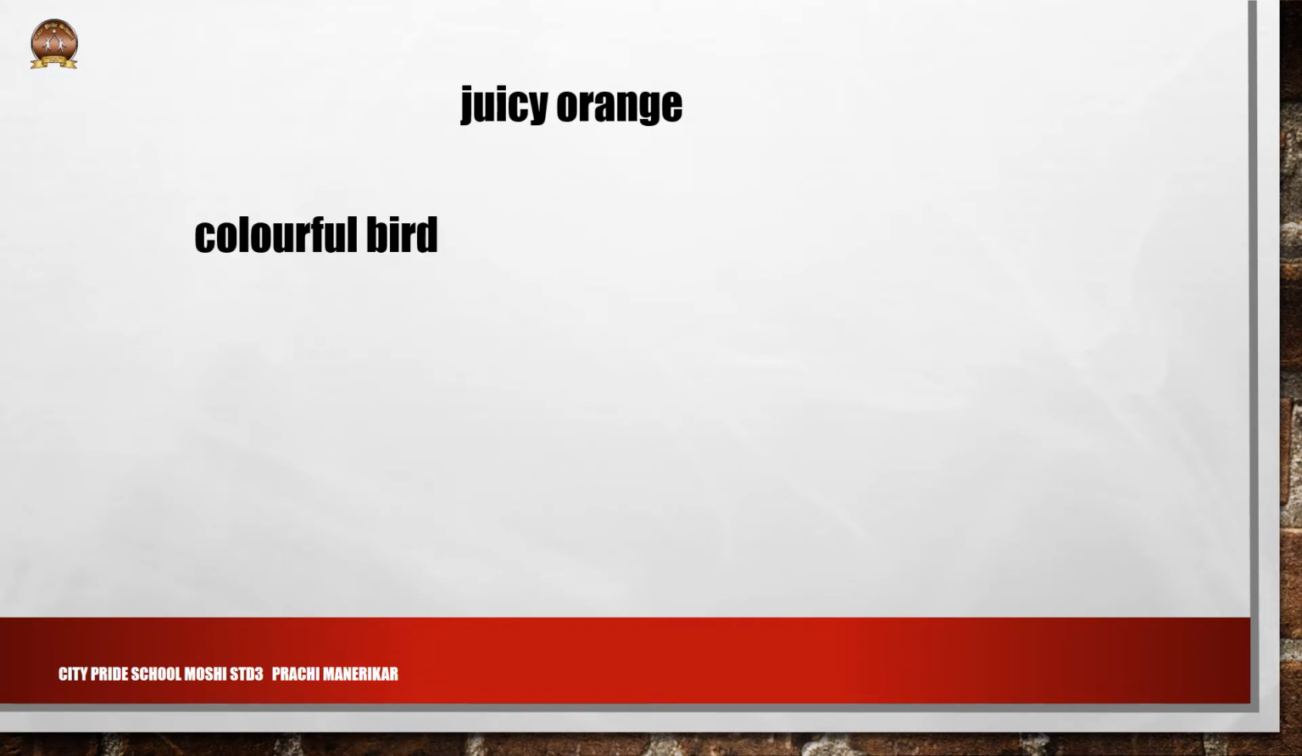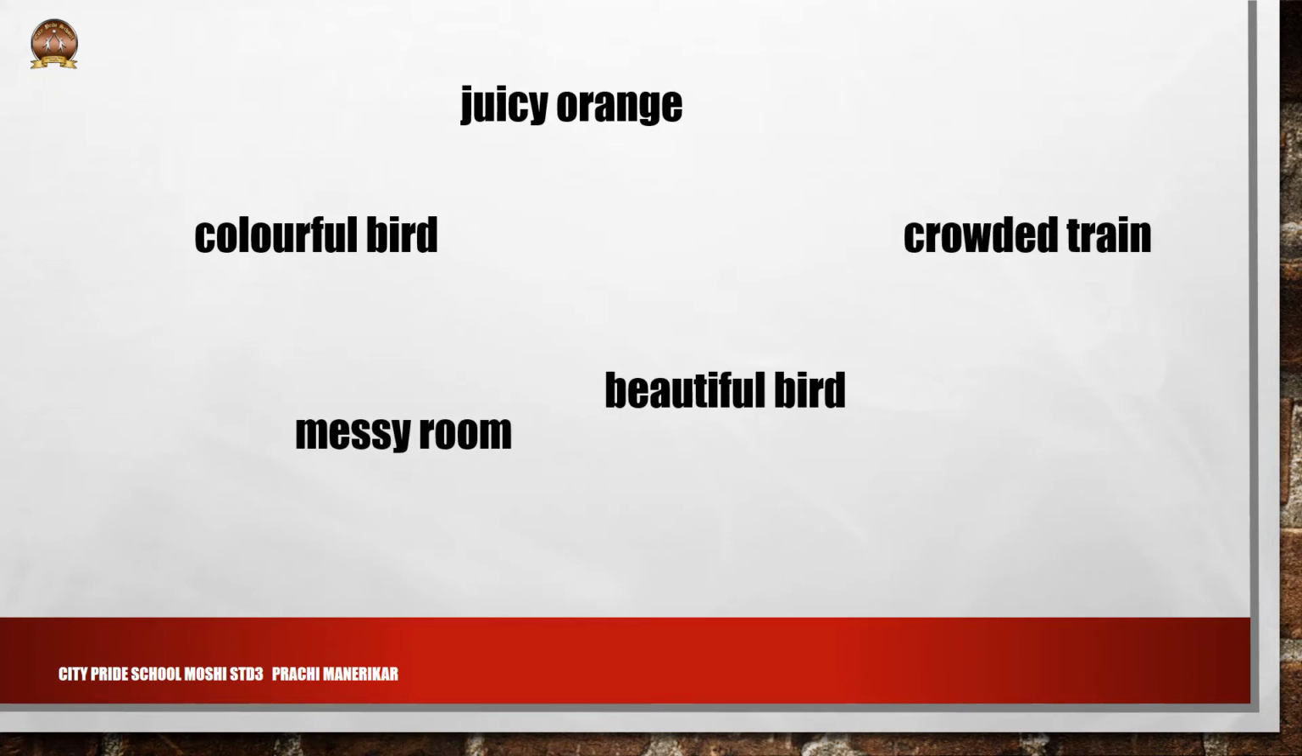Now, juicy orange, colorful bird, beautiful bird, messy room, crowded train. The words like orange, bird, room, and train, what are these called? These are names of something, right? Yes, and the name of a person, place, animal, or a thing is known as a noun. So these are nouns, correct? Orange, bird, room, train, these are nouns.